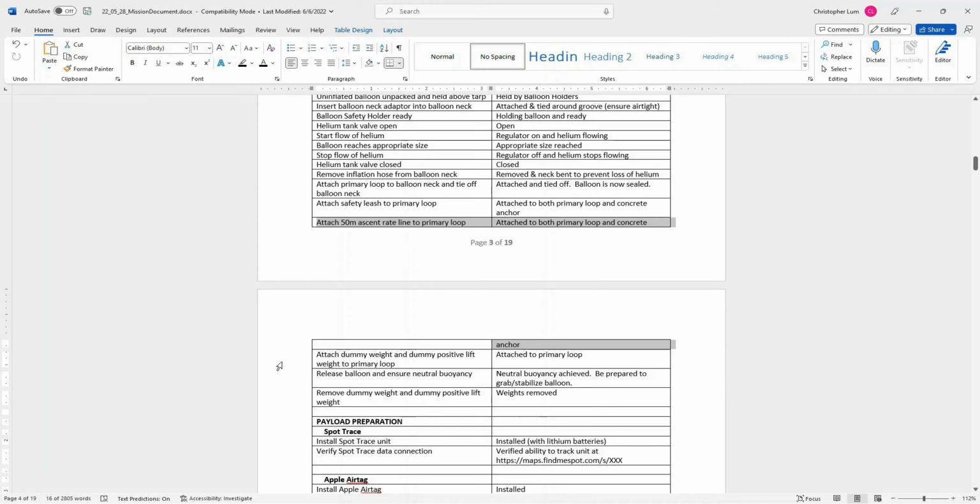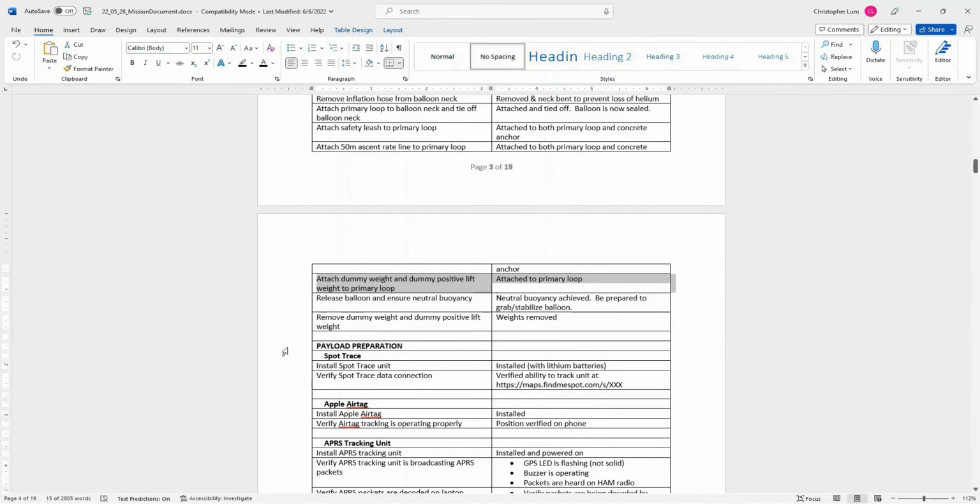Otherwise, it's pretty much the process we talked about earlier of attaching, filling it up to a reasonable size, then attaching this dummy weight and the dummy positive lift weight. Basically, these two together should allow the balloon to be neutrally buoyant. And then we were able to get ready to start putting on the payload. Once we have verified that the balloon was inflated to the correct size, it's basically ready to fly. And it's now time to start preparing all of the payloads.